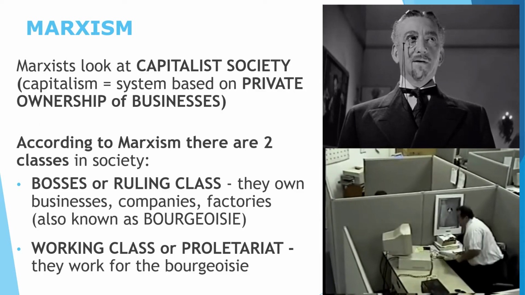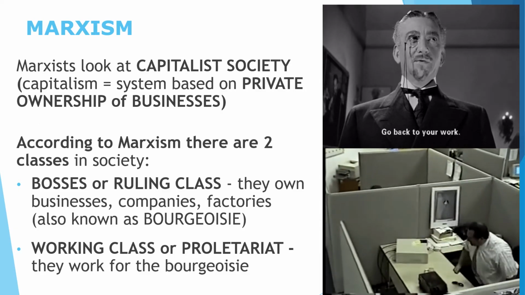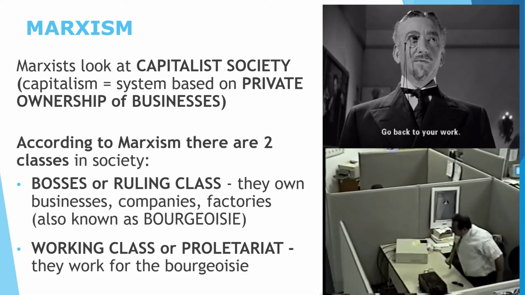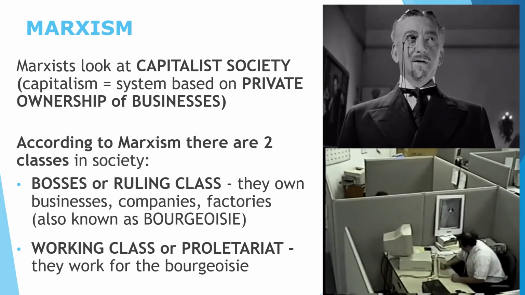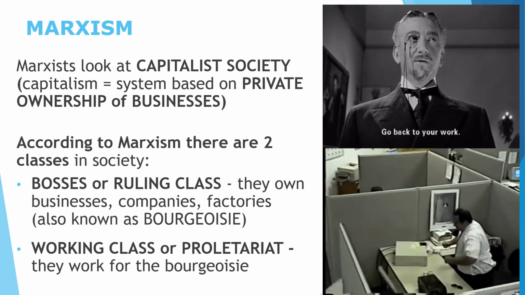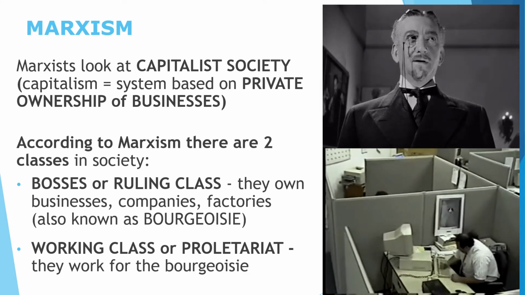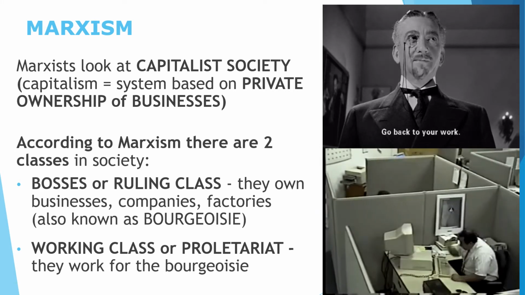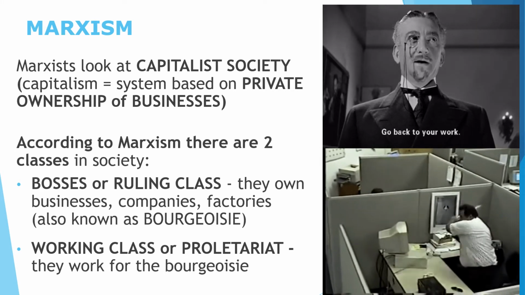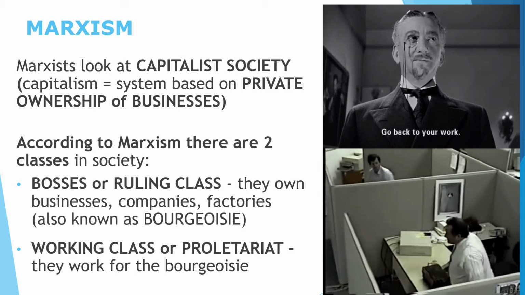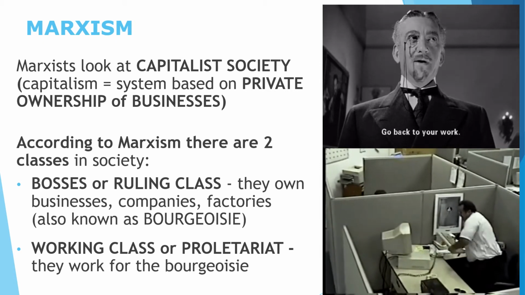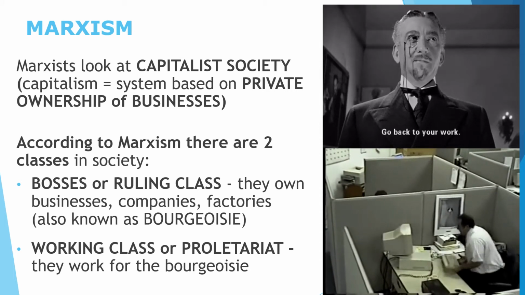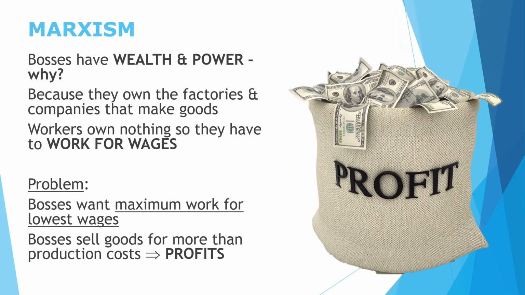Now in Marxism, the key source of that conflict comes down to social class, and they talk about this concept of capitalism, and to emphasise that capitalism is bad according to Marxist perspectives. Capitalism is based on the private ownership of a business, and in Marxism there are two social classes. You've got the ruling classes, the bosses, who own companies, who own factories, and they're known as the bourgeoisie. You also have the working class, who would be what we call the proletariat, and they work for the bourgeoisie.